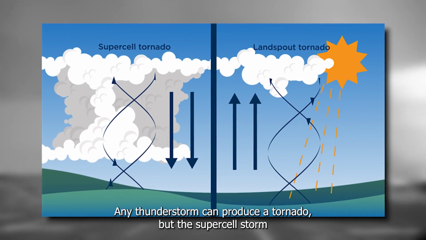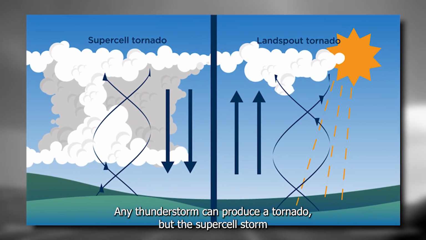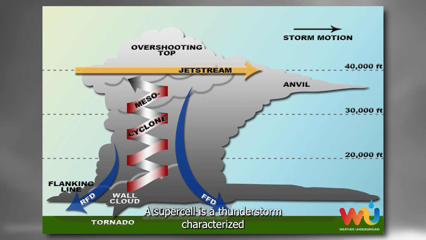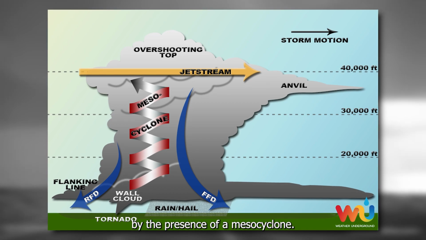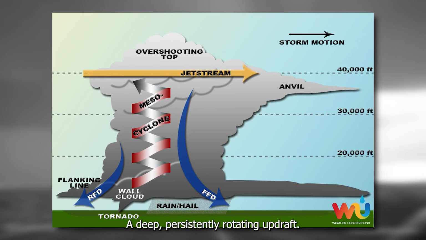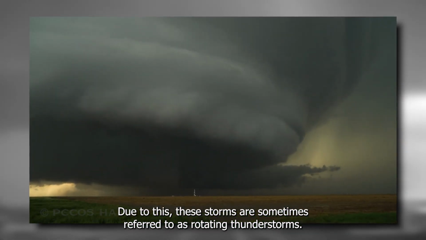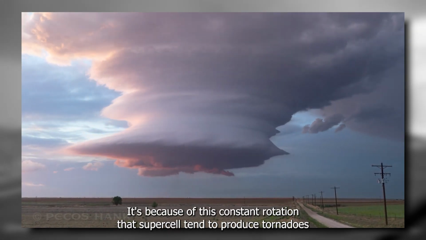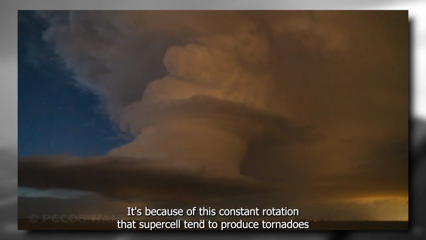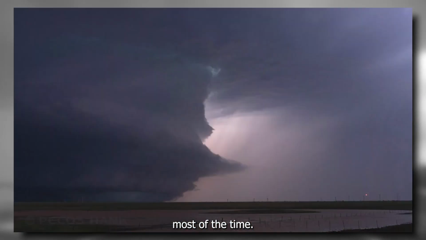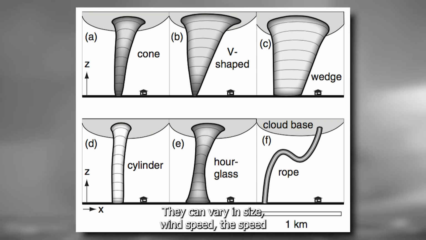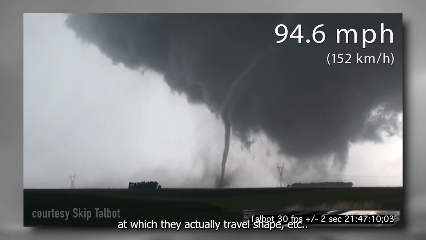Any thunderstorm can produce a tornado, but the supercell storm most commonly produces tornadoes. A supercell is a thunderstorm characterized by the presence of a mesocyclone, a deep, persistently rotating updraft. Due to this, these storms are sometimes referred to as rotating thunderstorms. It's because of this constant rotation that supercells tend to produce tornadoes most of the time, but the tornadoes they produce can vary a lot from one another. They can vary in size, wind speed, the speed at which they actually travel, shape, etc.